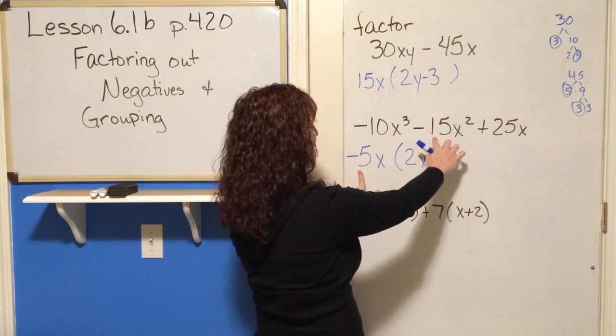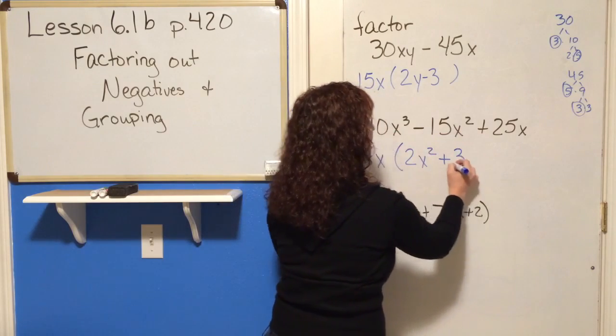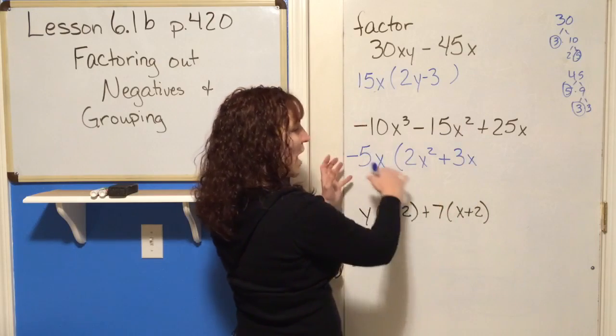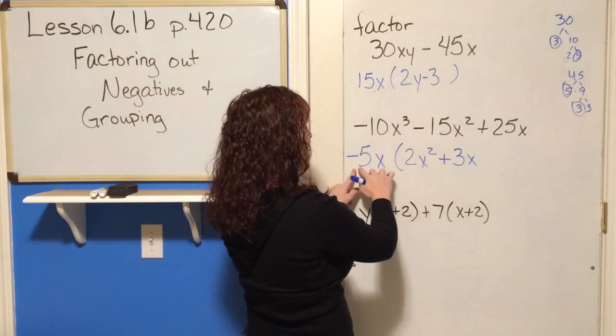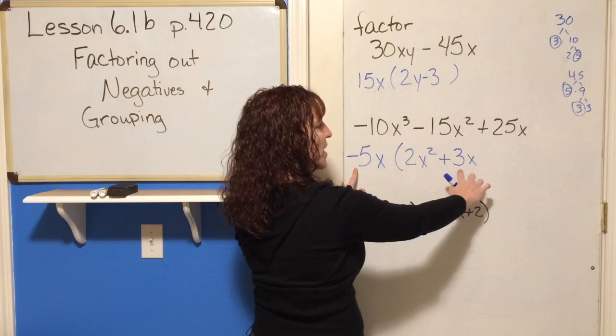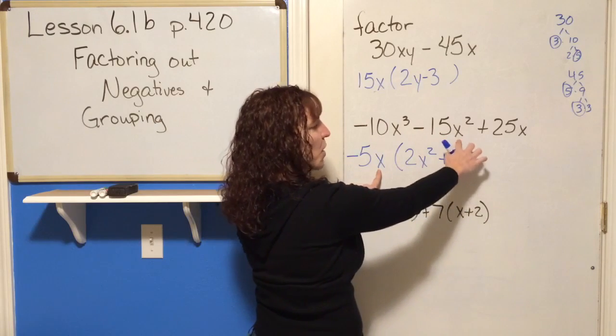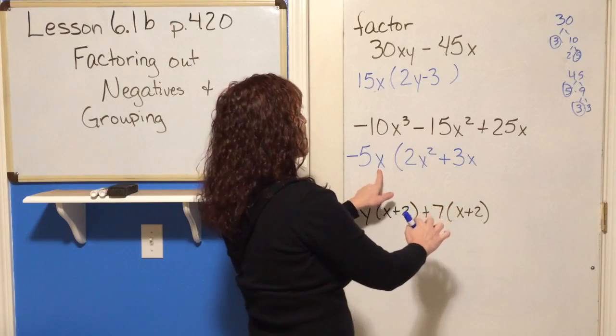So now this is going to be a positive 3, and then the x times one more x gives you x squared. So now when you go backwards to check it, negative 5 times a positive 3 gives you the negative 15, and x times x gives you x squared. So far, so good? All right.